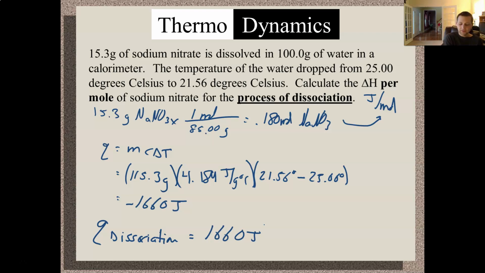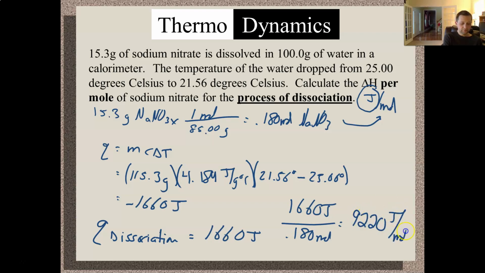Okay, so to wrap this up here, let's plug that into the numerator of our delta H value per mole. So we have 1660 joules over 0.180 moles, and that gives you 9,220 joules per mole. All right.